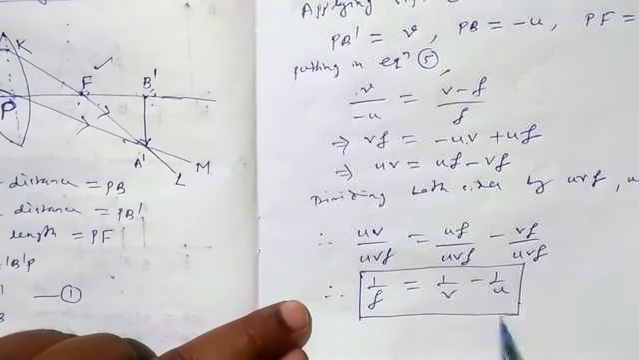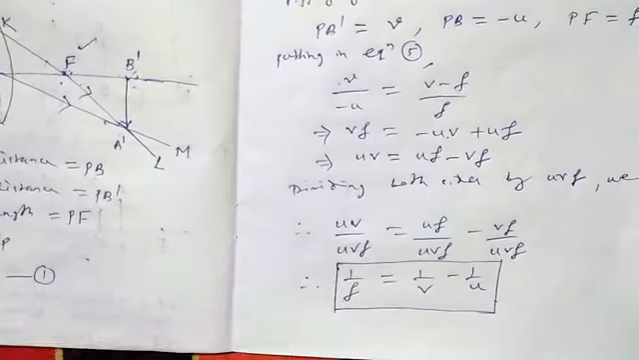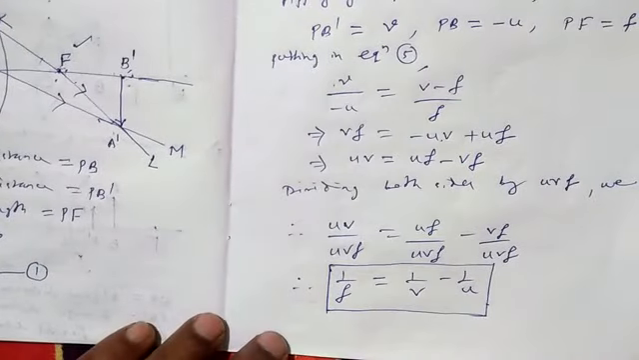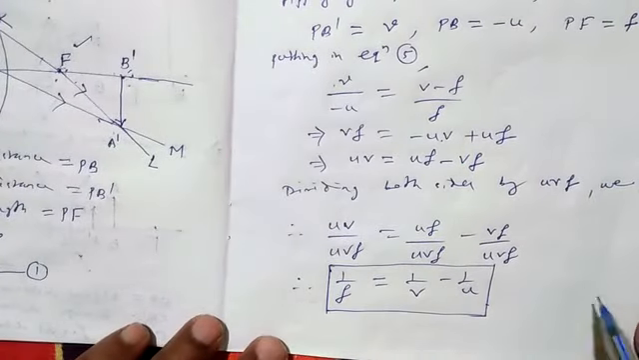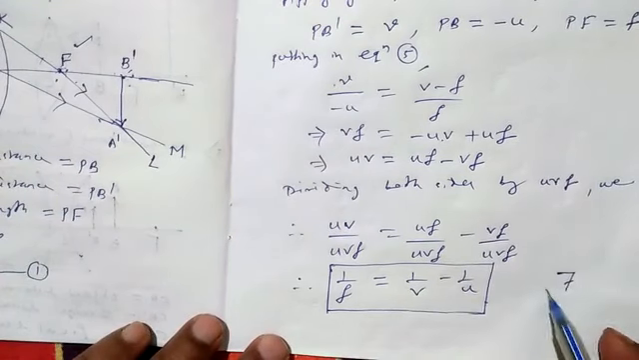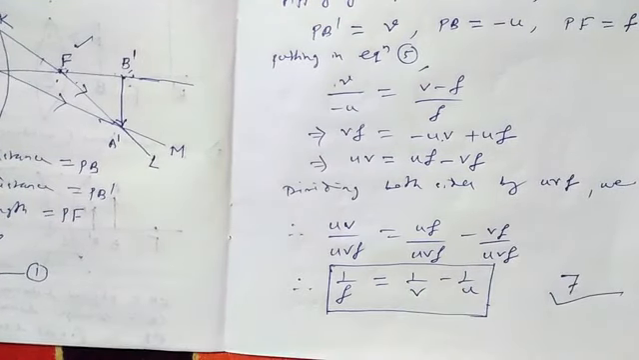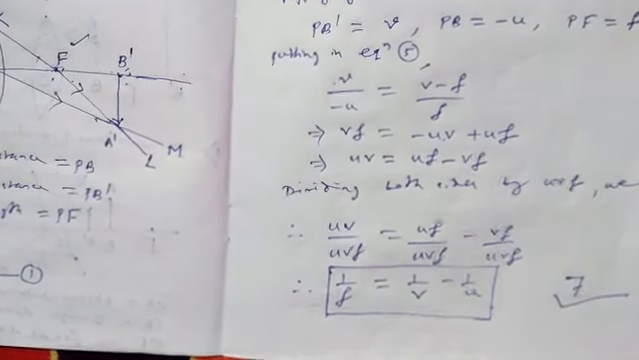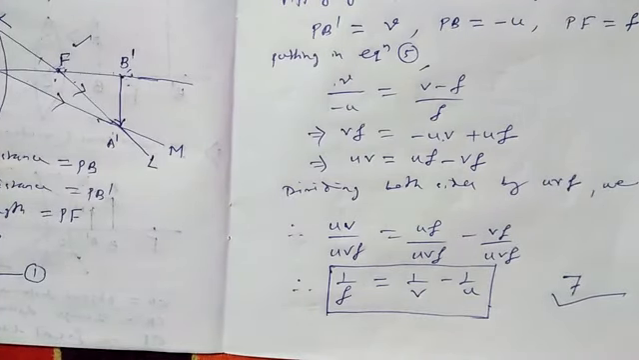So this is your lens equation. It comes as a long question in council examination, 7 marks. Derive lens equation for convex lens producing real image. So it is a 7 mark long question.